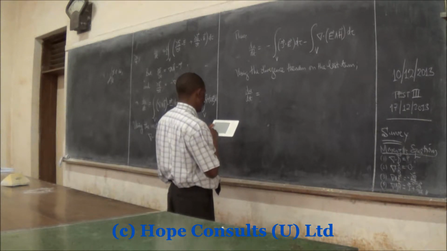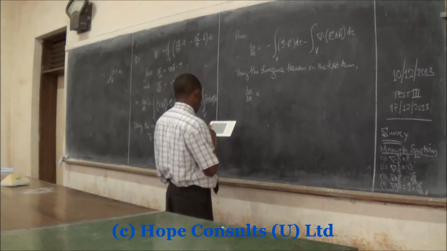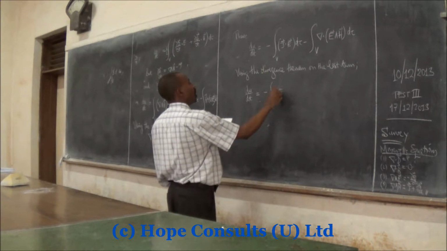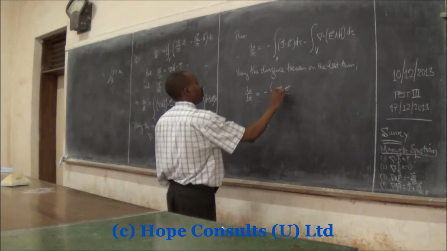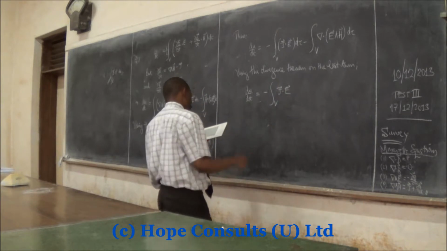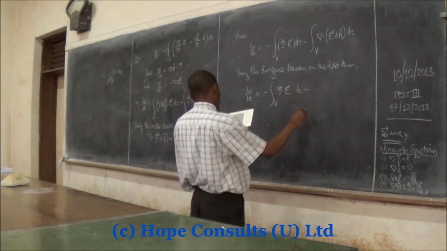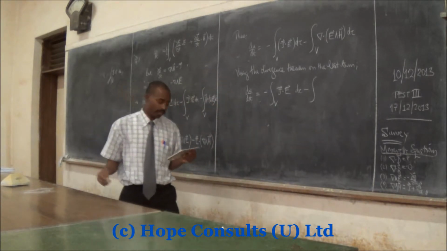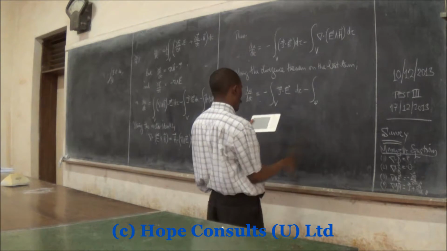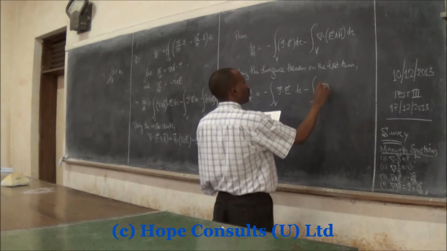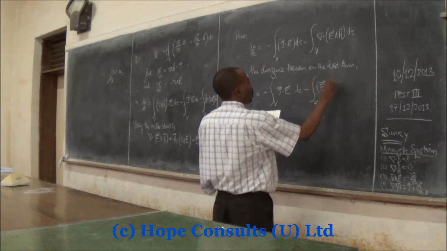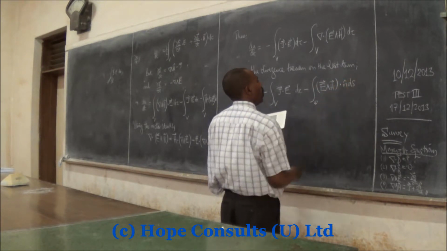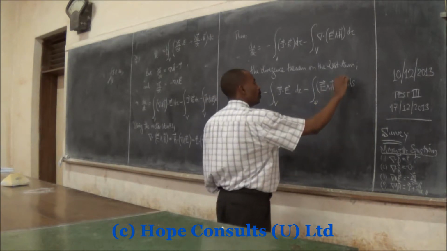So using the divergence theorem on the last term, I'll get du dt being the same as minus integral over volume V, and then I have J dot E d tau minus integral. So I'm changing from the volume to a surface. So over the surface S, E cross H, and then that will be dotted with the normal n.